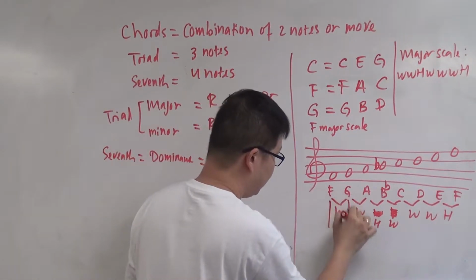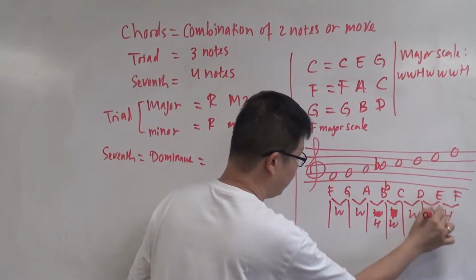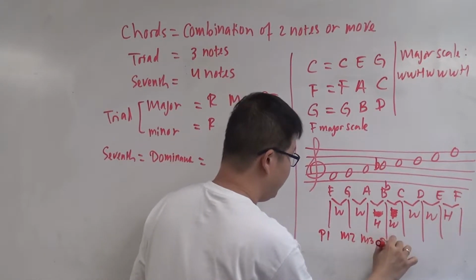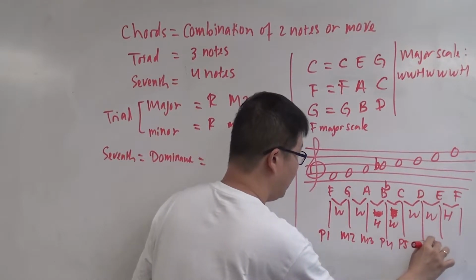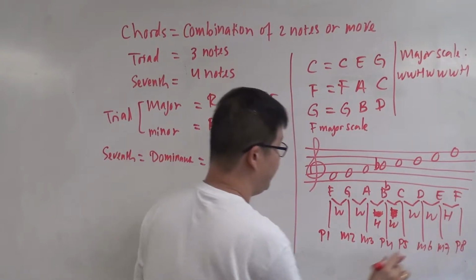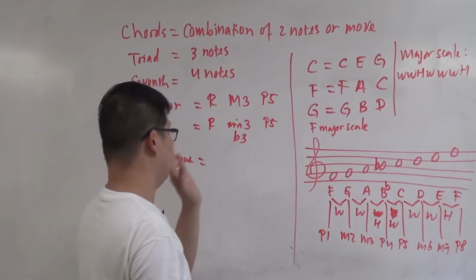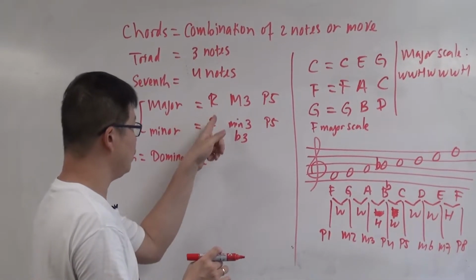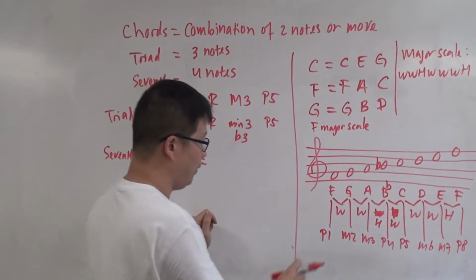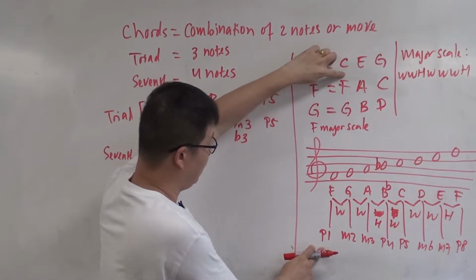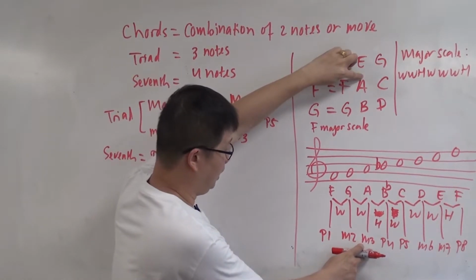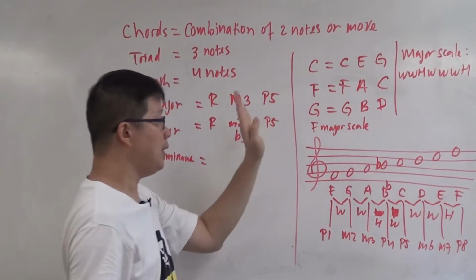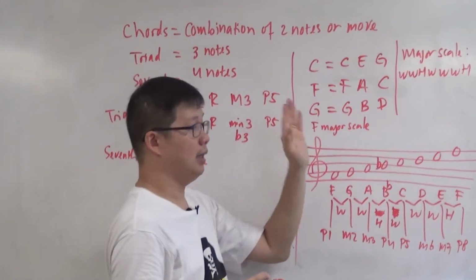Now you're gonna do the same thing. This is P1, this is M2, M3, P4, P5, M6, M7, and P8. So P1 is the root. Now the formula of major triad says to build a major triad chord, you must have root, major third, and perfect fifth. So the root is F. The major third is A. And then the perfect fifth is C. So the F major triad note is F, A, and C.